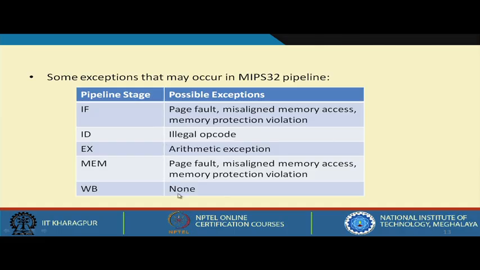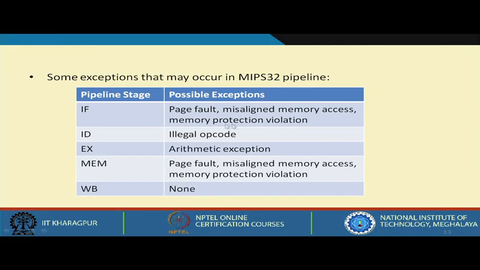And just a quick snapshot. What are the kinds of interrupts that can be generated in the 5 stages, the exceptions? In the instruction fetch stage, there can be a page fault while fetching the instruction. There can be a misaligned memory access, because we said that all instruction fetches have to be from a multiple of 4, the memory address should be a multiple of 4, but by mistake if you have given a misaligned address, that will also generate an exception.